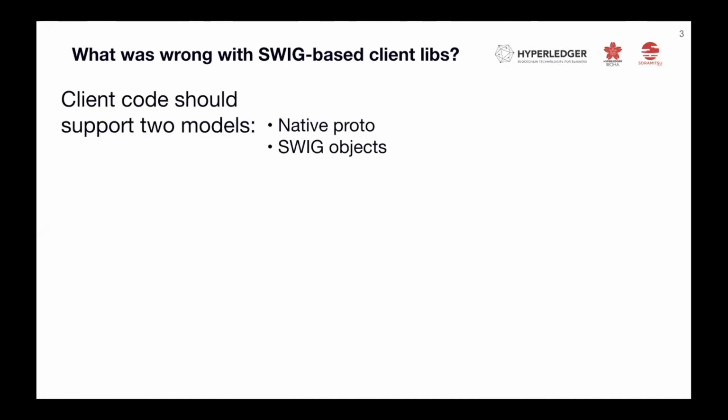So, where do we start? Client code. Well, I should tell that all client libraries in Iroha use Protobuf in the backend, and all communications are provided in protobuf objects. So when we use SWIG, we have two different types of objects: native protobuf objects and intermediate SWIG objects.